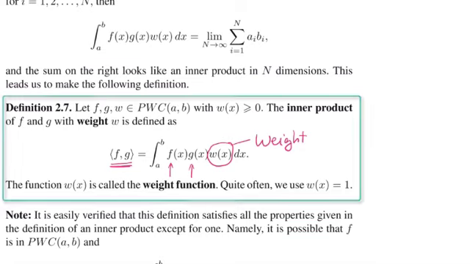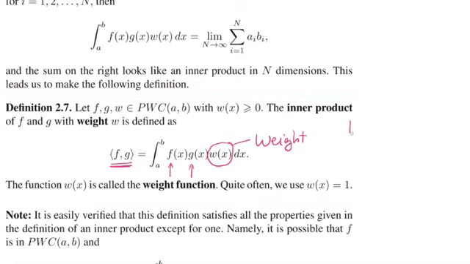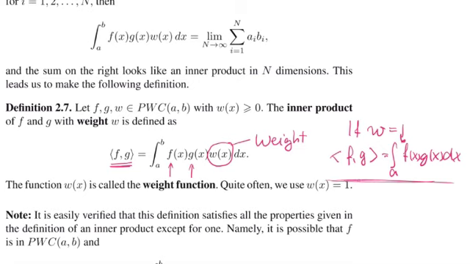Okay, so if the weight w is just equal to 1, for example, then the inner product of f and g would be the integral from a to b of f of x times g of x dx. So this is a formula you should try to remember. Now for the function space PWC, we use an inner product which is equal to the integral of the two functions.